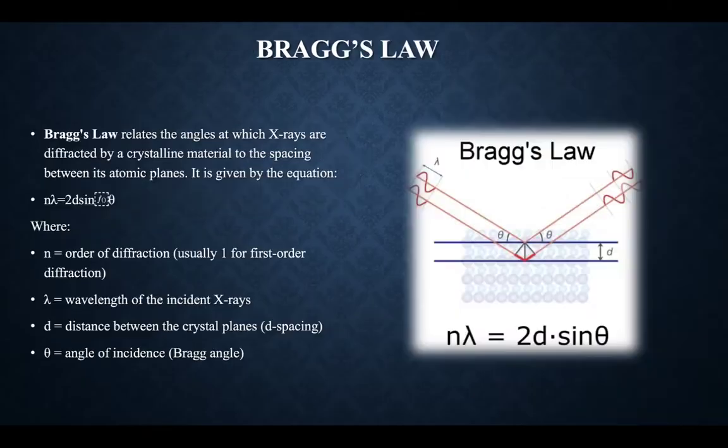So XRD majorly works through Bragg's law, which relates the angles at which X-rays are diffracted by a crystalline material to the spacing between its atomic planes. It is given by the equation n lambda equals 2d sine theta, where n is the order of diffraction, usually 1 for first order diffraction, and lambda is the wavelength of the incident X-rays which will be injected on the sample. d is the distance between the crystal planes, which we call d spacing, and theta is the angle of incidence, that is Bragg's angle.